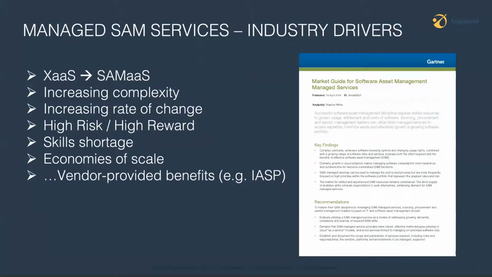So one element is that organizations are moving to everything as a service, and SAM has been no exception to that. And more organizations are getting comfortable with consuming software asset management as a service, like they do many other types of IT services and capabilities. There is increasing complexity relative to licensing, particularly with cloud models, IoT, and other things, which leads to an increased need to seek professional help.